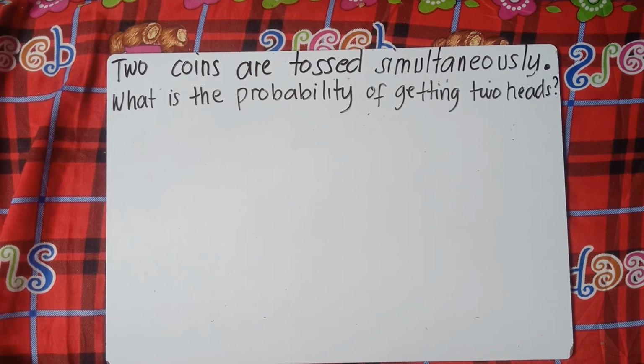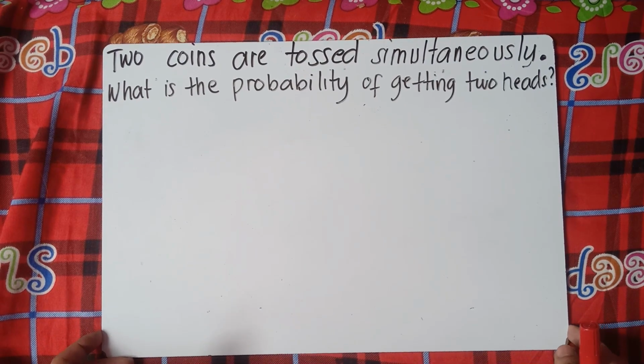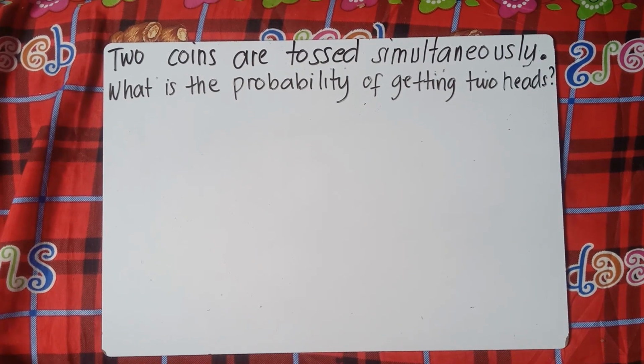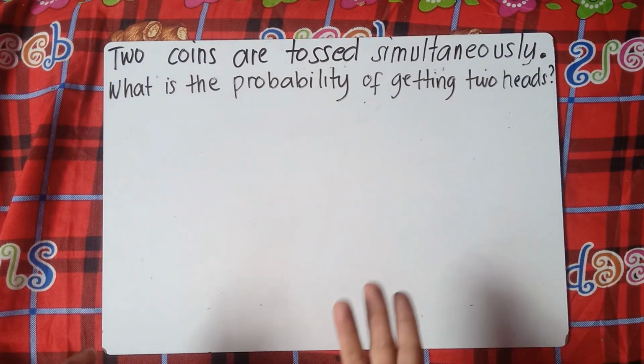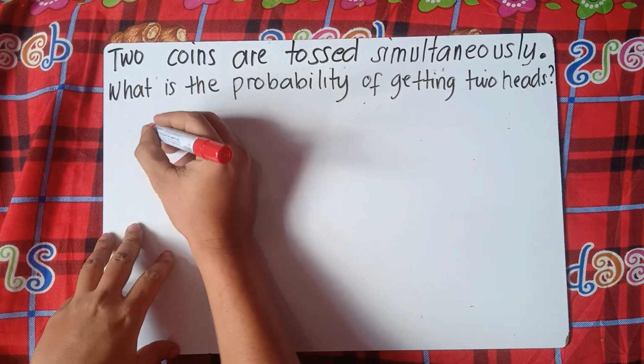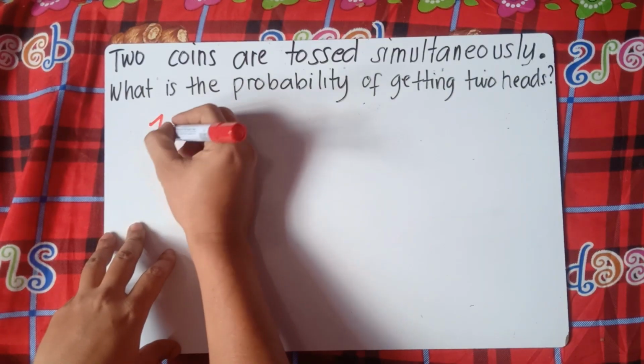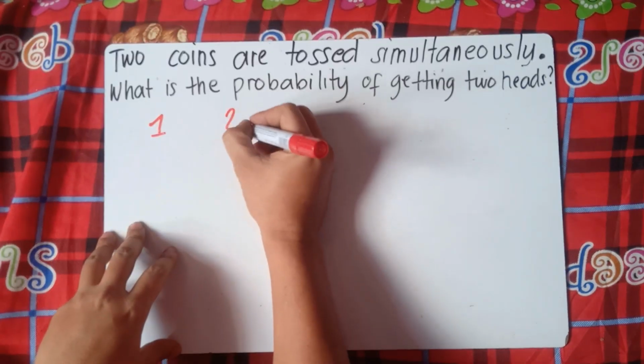Now, class, what do you mean by simultaneously? That's correct. So 2 coins are tossed at the same time. So at the same time. So we toss a coin at the same time. So therefore, let's assume that number 1 here is our first coin, number 2 is our second coin.